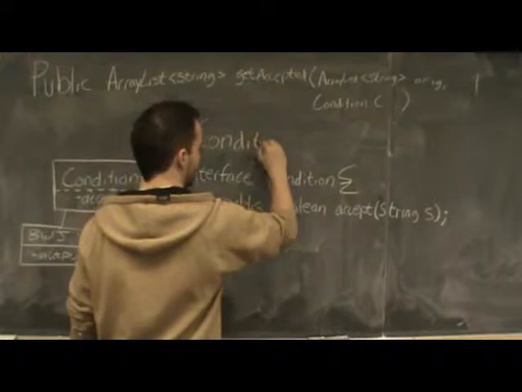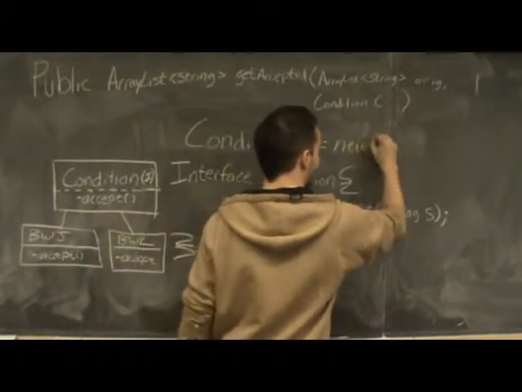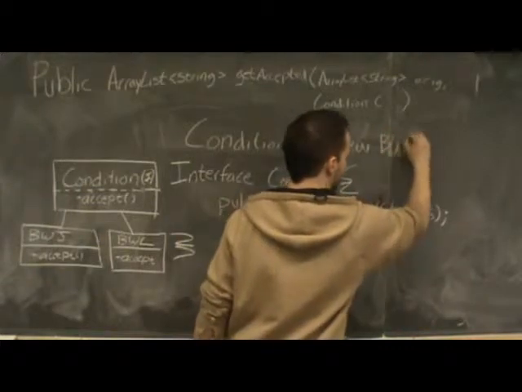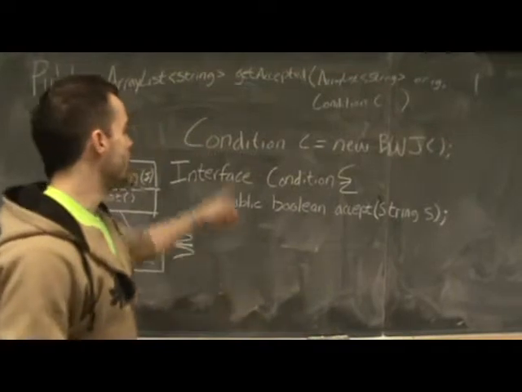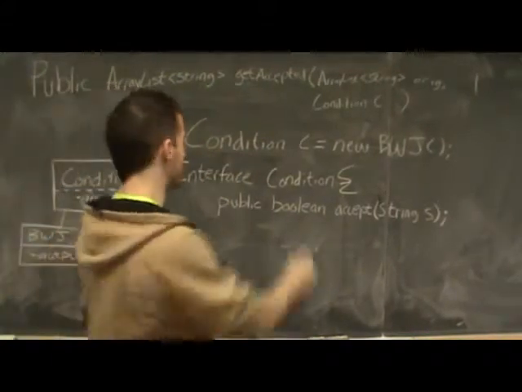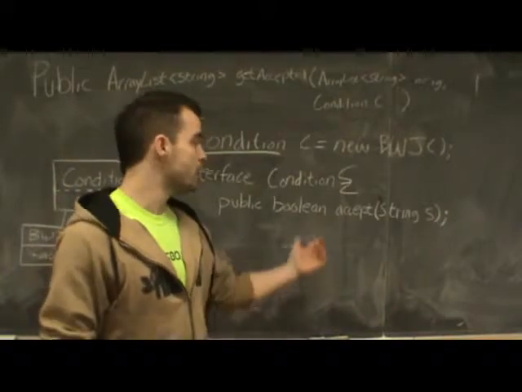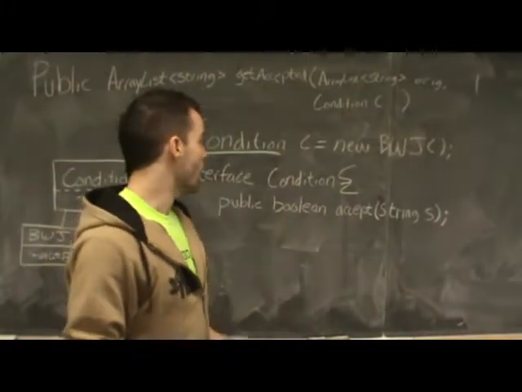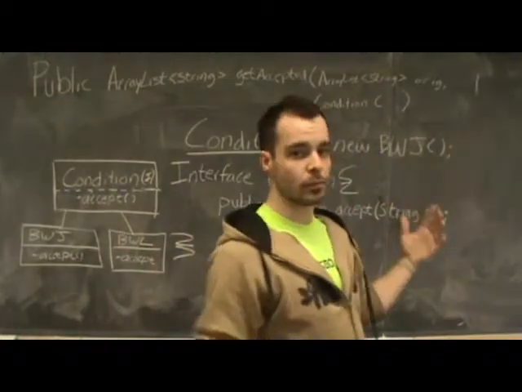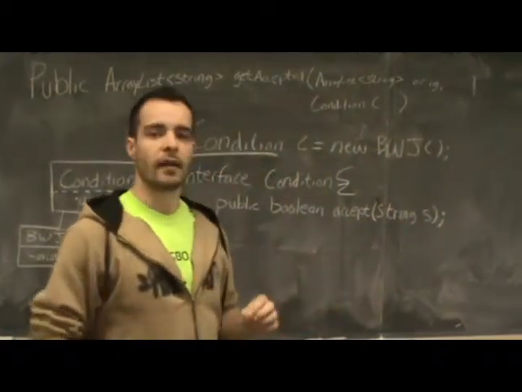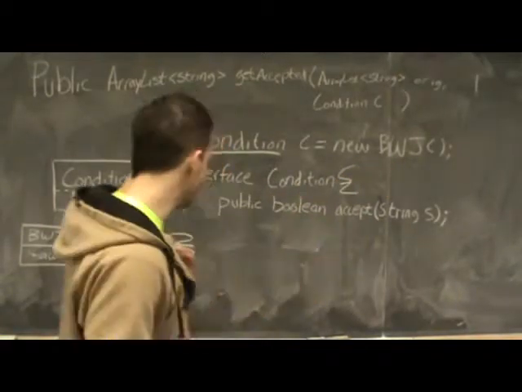Condition c equals new BeginsWithJ. Bam. Magic, right? It knows that it's a Condition object on the left side, so it knows that you can call accept on this. When you actually create the object and then return it to this point, it'll say, well, yeah, I'm happy with that because BeginsWithJ implements Condition.